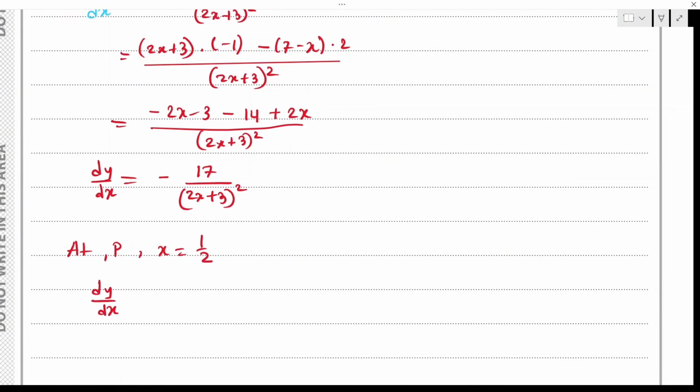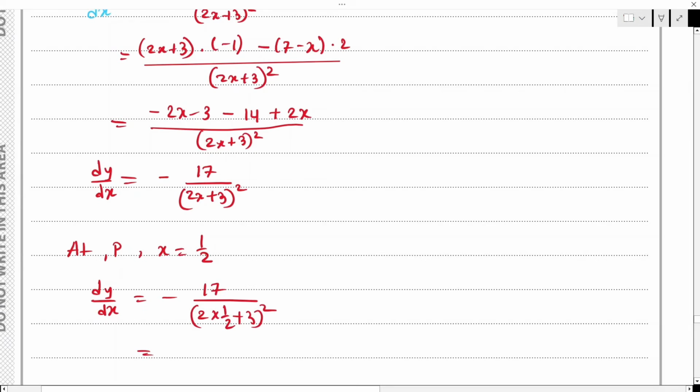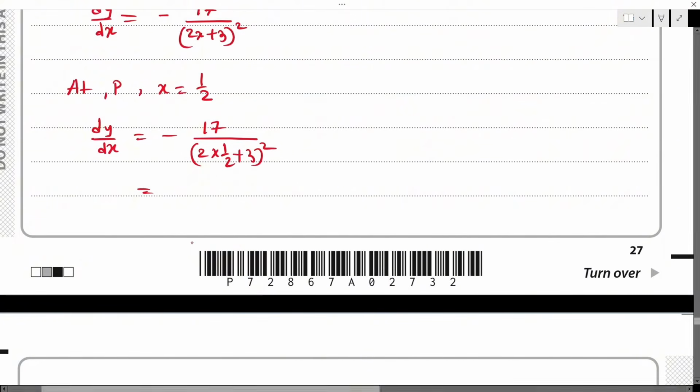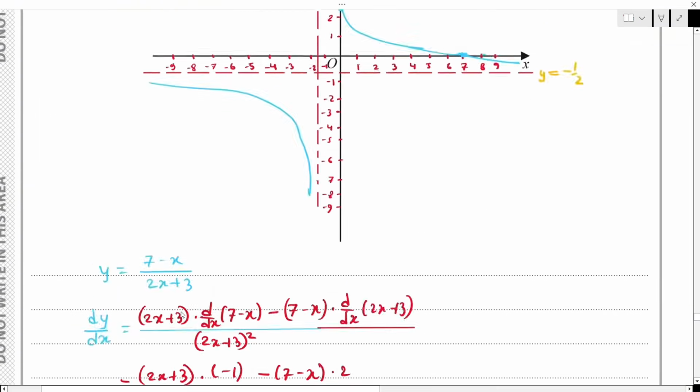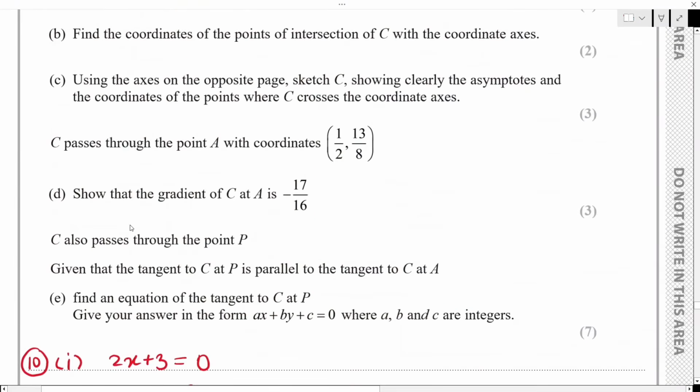So dy by dx, or the gradient, will be equal to minus 17 divided by 2 into half plus 3 whole square, and this is equal to minus 17 by 4 square, or 16, and we have shown this. We can see that the value we obtained is the same value given in the question. So we have shown this. So this concludes our part D.